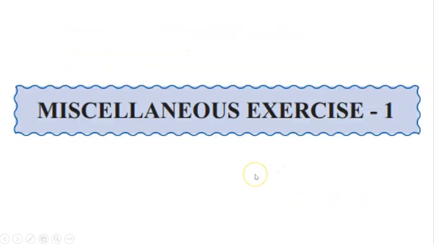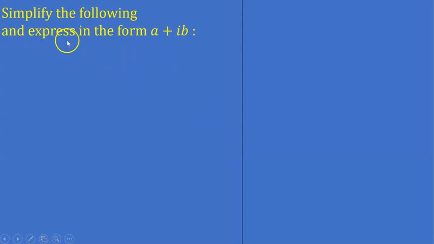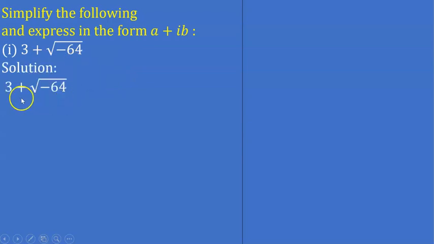Okay, now we'll start question number 2, and it's the first question. Simplify the following and express in the form a plus ib. First, 3 plus root of minus 64. Now the solution: 3 plus root of minus 64 can be written as 3 plus root of 64 into minus 1. But what is the value of minus 1?